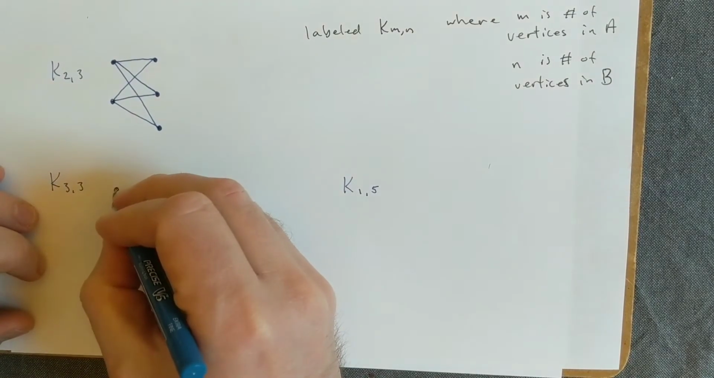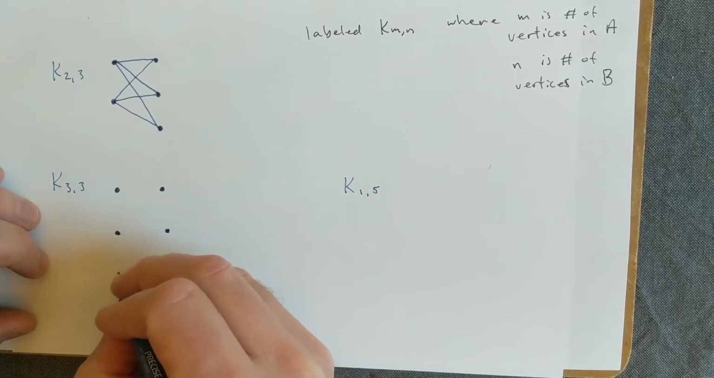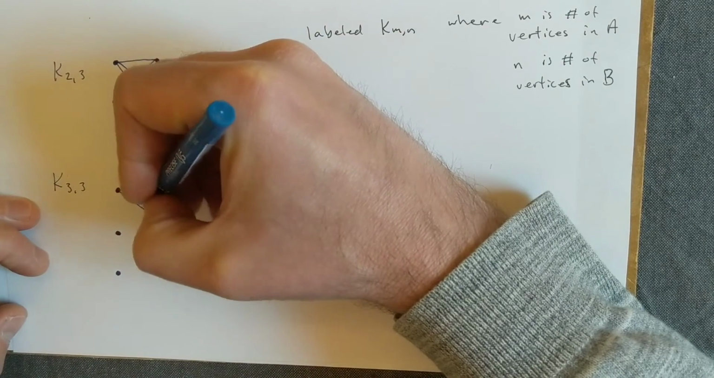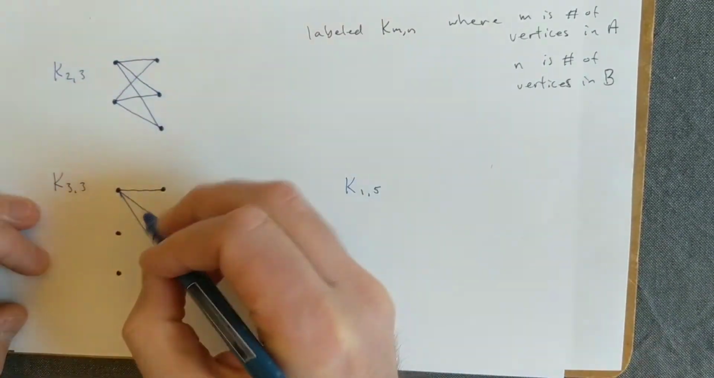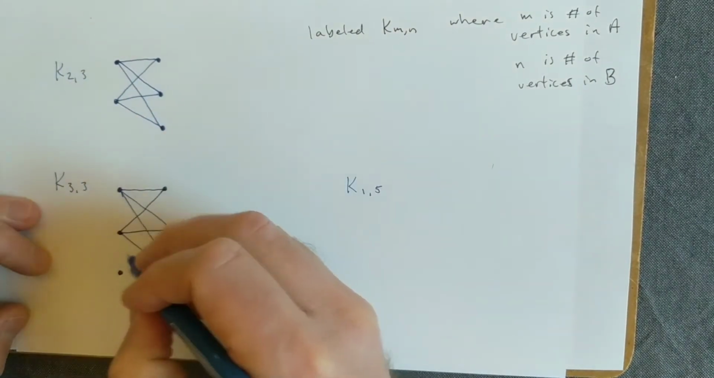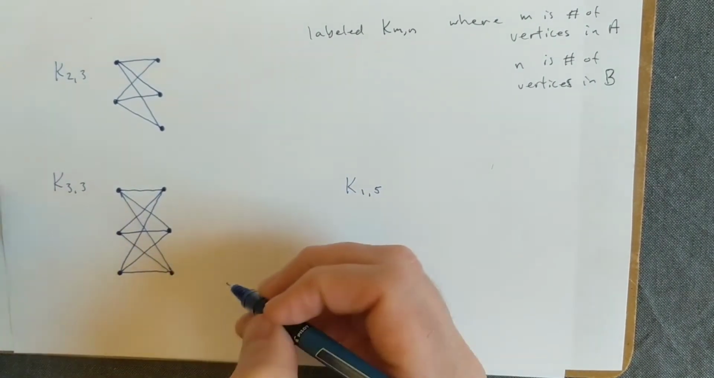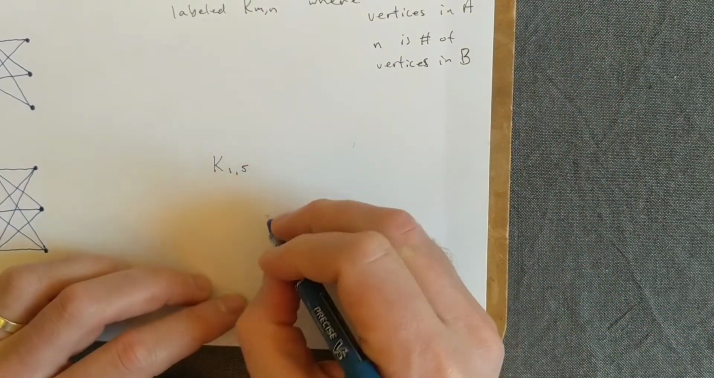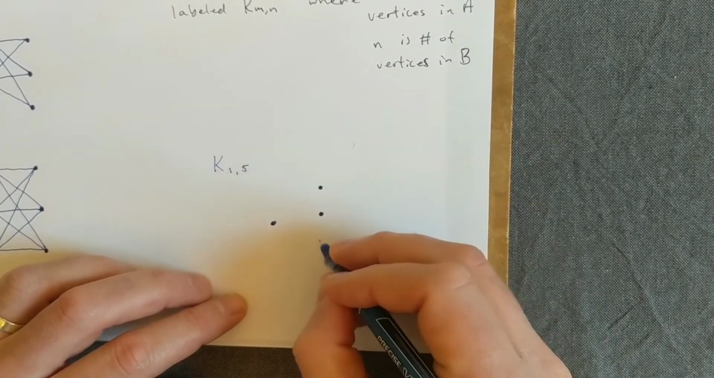So let's see how this works for K_{3,3}. The only difference here is that I'm going to have one more vertex in set A, and I still connect everything in A to B, but not ever between things in A. And this is a famous graph that will actually come up a little later. And let's do one sort of weird one. Let's do K_{1,5}. So there's 1 in this one, and then 5 over here.